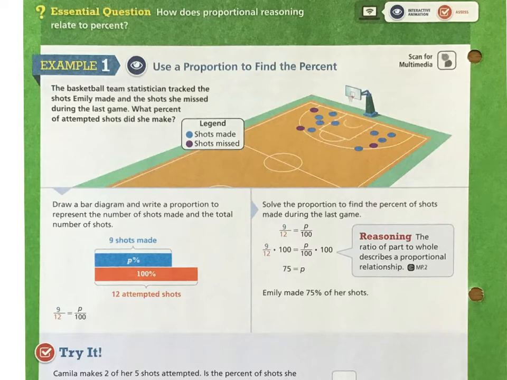Example 1. Use a proportion to find the percent. The basketball team statistician tracked the shots Emily made and the shots she missed during the last game. What percent of attempted shots did she make? So according to the legend, the blue dots represent the shots made, and the purple dots represent the shots missed.